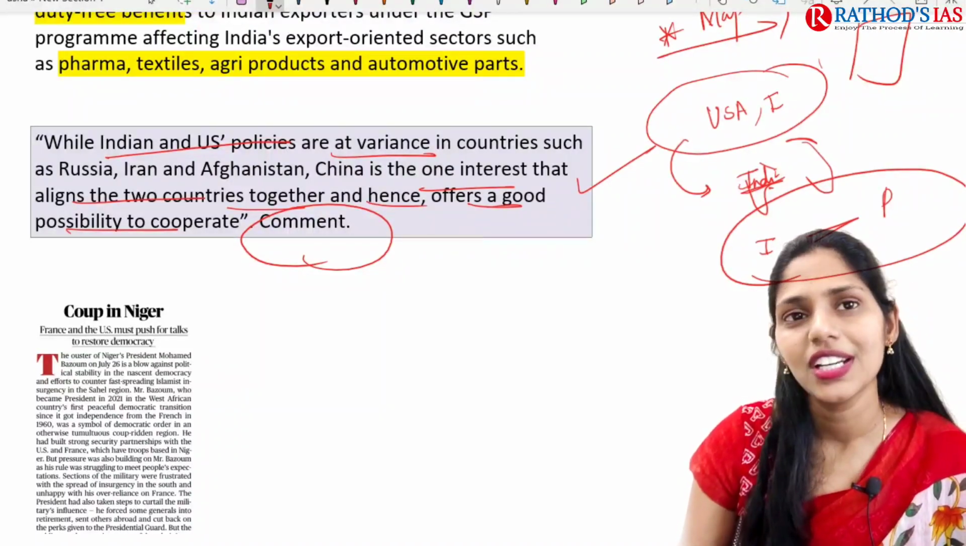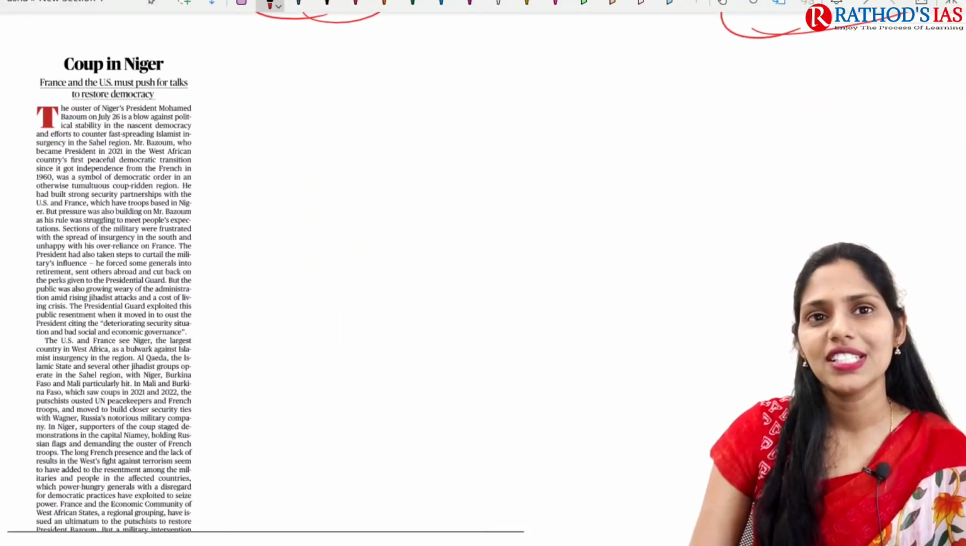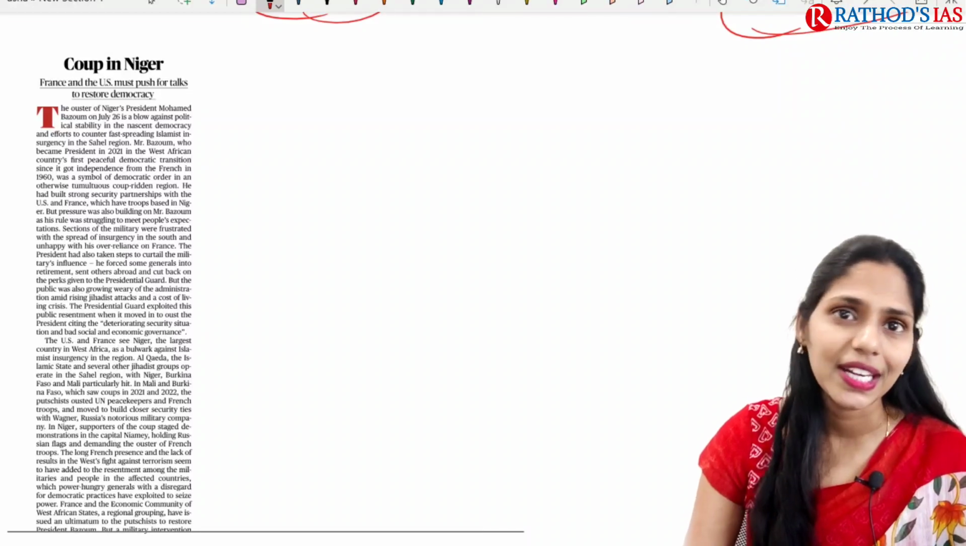So this is the question and this is the model answer or body that you have to address. And now let us see the next topic. It is about the coup in Niger.